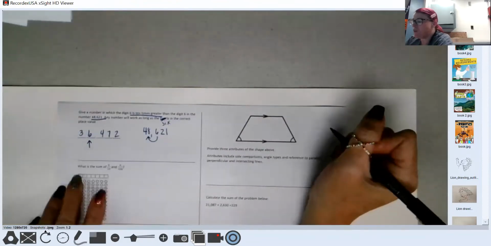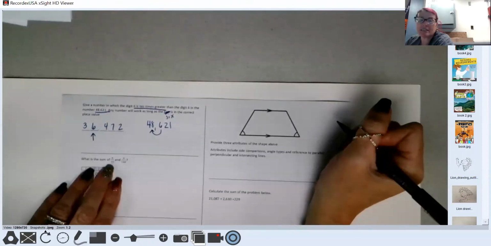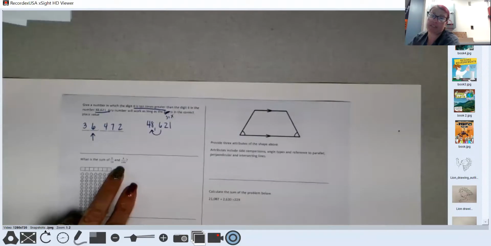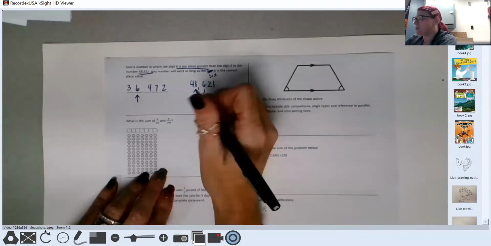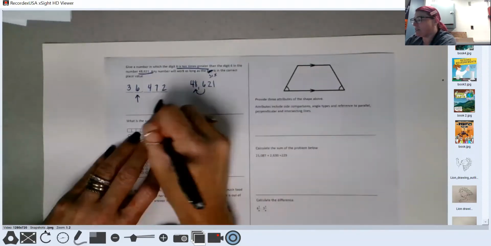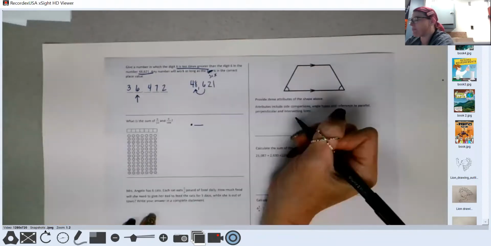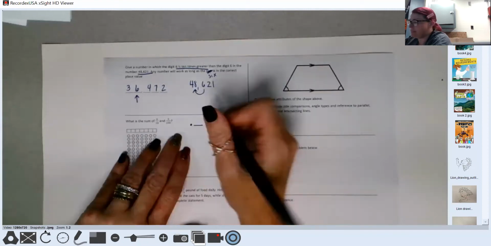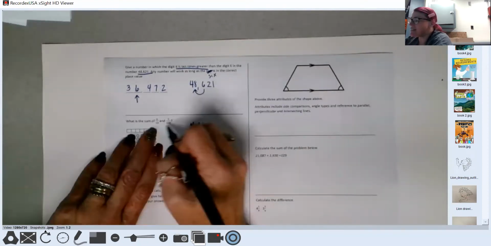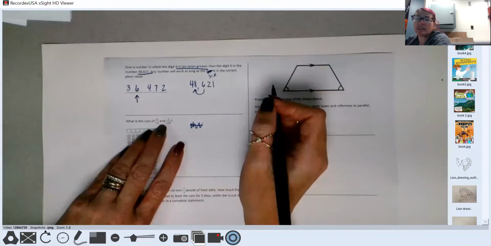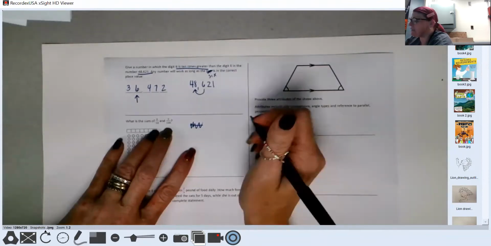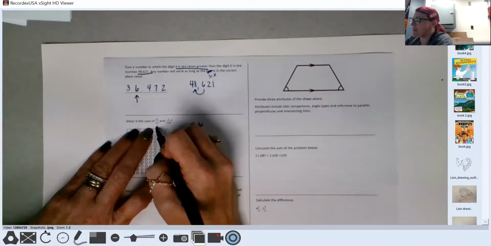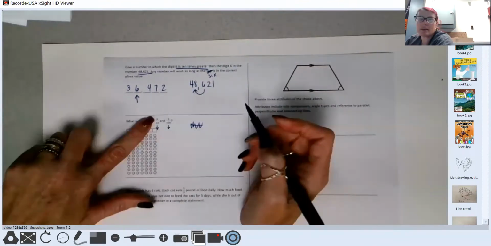The next one, what is the sum of 6/10 and 6/100? So 6/10, I know there's 1 zero, so that's 1 place value. And then that's converting. 6/10 and 6/100. I can't add them together because the fraction denominators are different. So I need to either make this one 100ths or make this one 10ths. And it'll be easier to make this one 100ths.